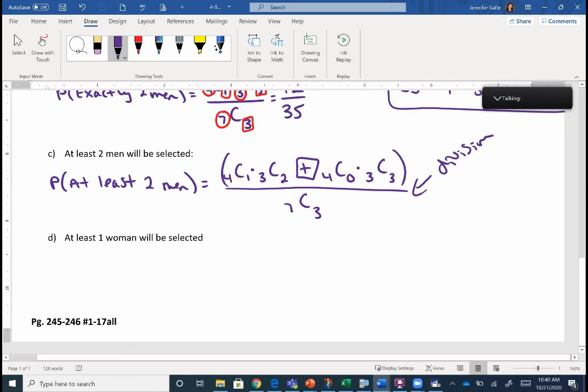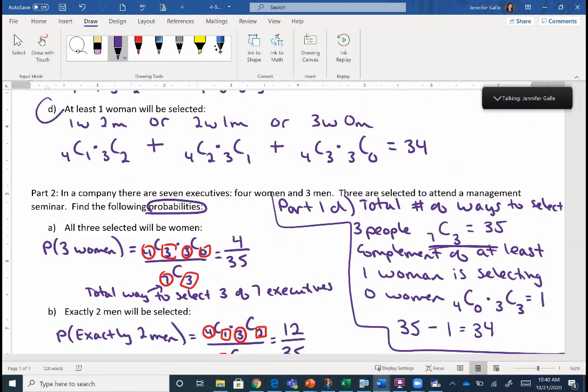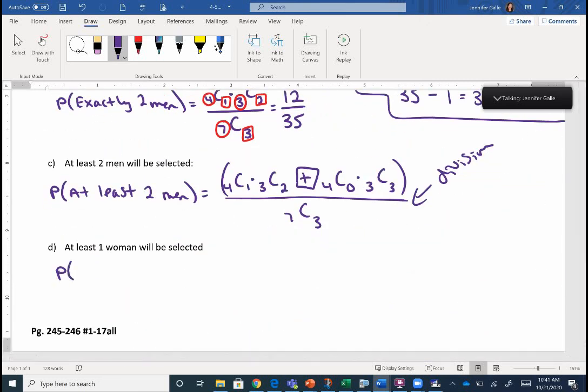All right, last but not least, the at least one woman. We could, totally an option, copy down those 3 separate combinations or situations. We could copy down what's in part D and divide by the 7C3. Totally an option. So I want to show you, though, the shortcut. Probability at least one woman equals 1 minus the complement of that.